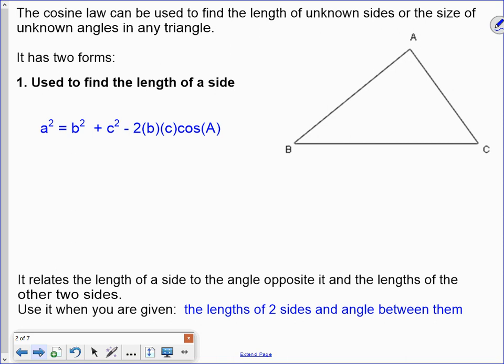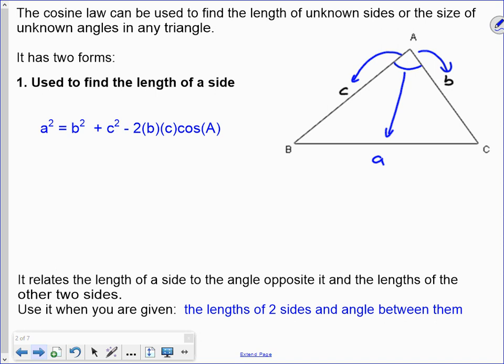So what does this do? If we've got a triangle and we want to find the length of side A, and we know the length of side C and the length of side B, the cosine law tells us that we're going to use the cosine of angle A, i.e. the angle that is across from the side that we're trying to find, and we're going to use the lengths of these two sides that are on either side of that angle. So it relates the length of a side to the angle opposite it, so side A to angle A, and the lengths of the other two sides.